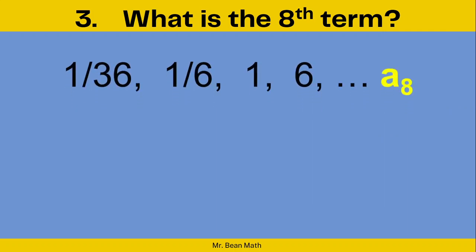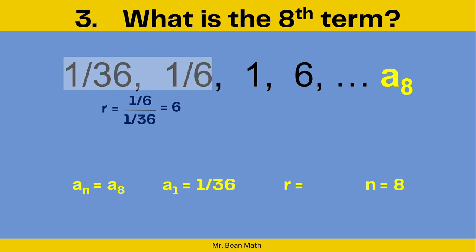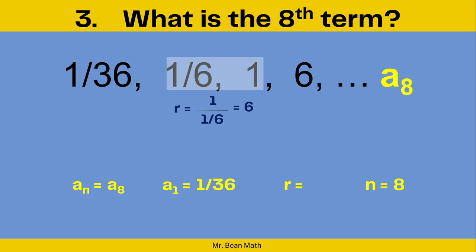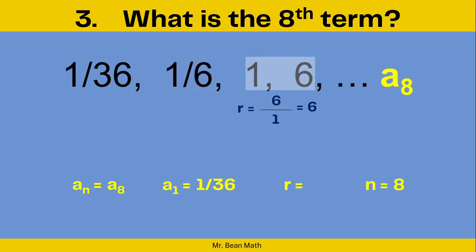Number 3. What is the 8th term of the sequence 1 over 36, 1 over 6, 1, 6, and so on? a sub n is equal to a sub 8, a sub 1 is equal to 1 over 36, and n is equal to 8. Now, let's find the common ratio. 1 over 6 divided by 1 over 36 is equal to 6. 1 divided by 1 over 6 is equal to 6. And 6 divided by 1 is equal to 6. So the common ratio is 6.